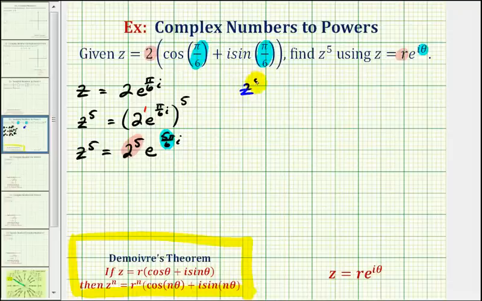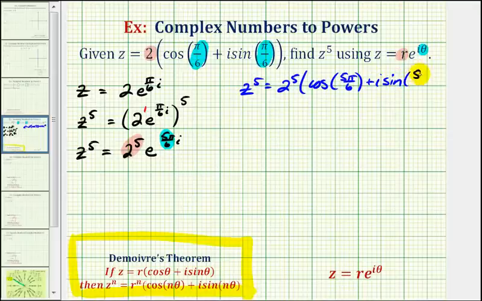So we'd have z to the fifth equals 2 to the fifth times cosine 5 pi over 6 plus i sine 5 pi over 6. Notice this is the same result as if we applied de Moivre's theorem, but instead we used the exponential form of a complex number. So now we have 2 to the fifth, which is 32.